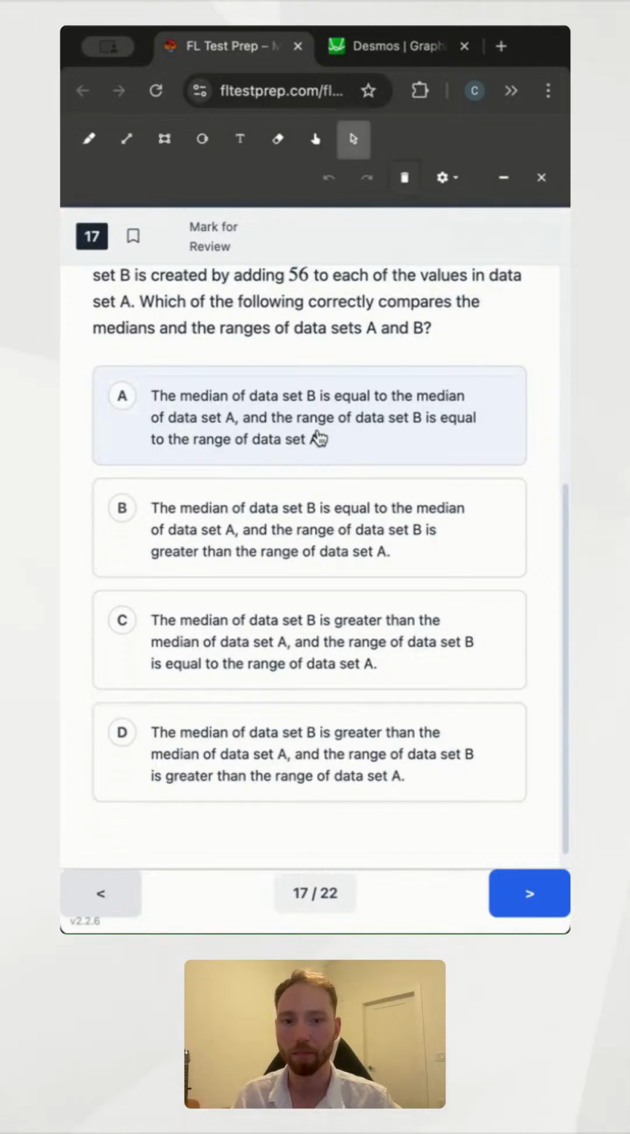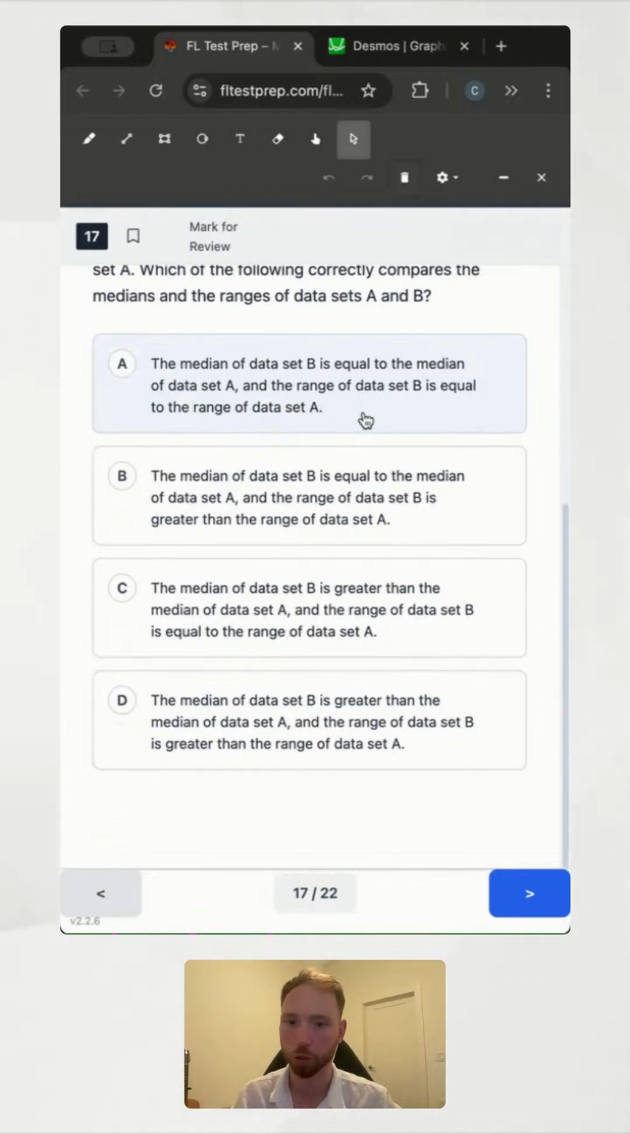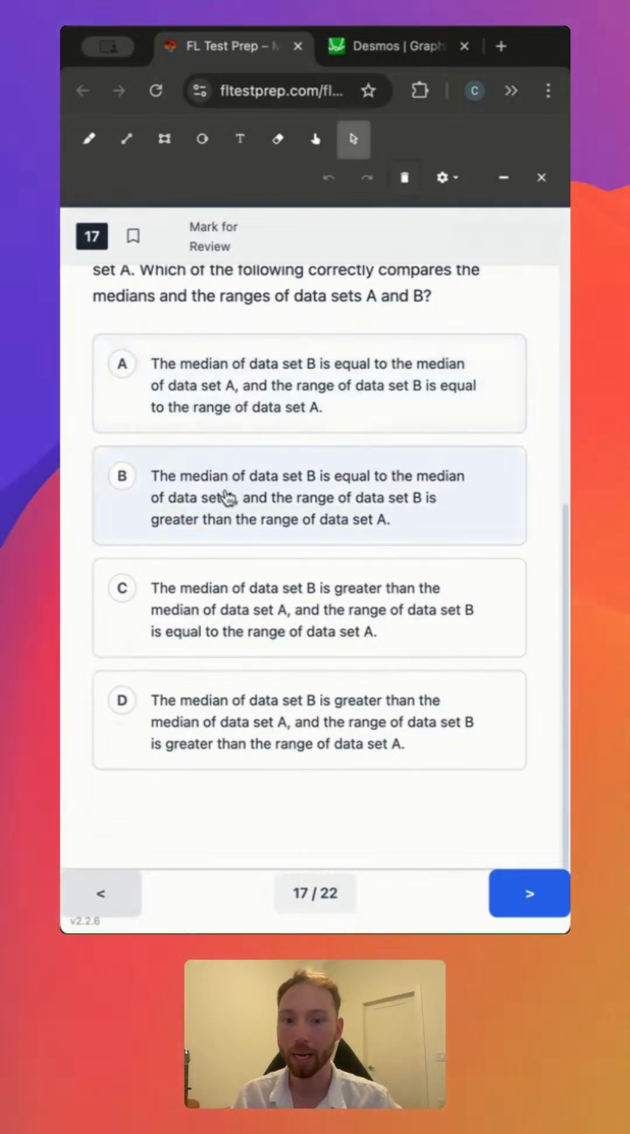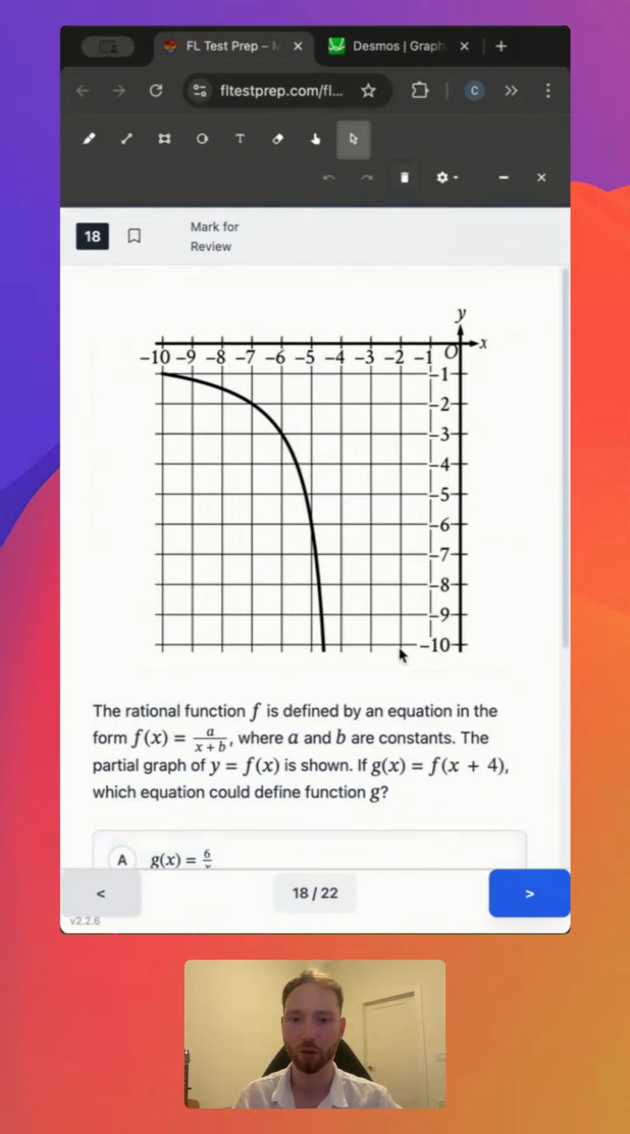The median of dataset B is equal to the median of A. Not true. The median of dataset B is equal to the median of A. Not true. The median of dataset B is greater than the median of A, and the range of B is equal to the range of A. That is true. So C is going to be the correct answer for this question. Moving on to the next question.